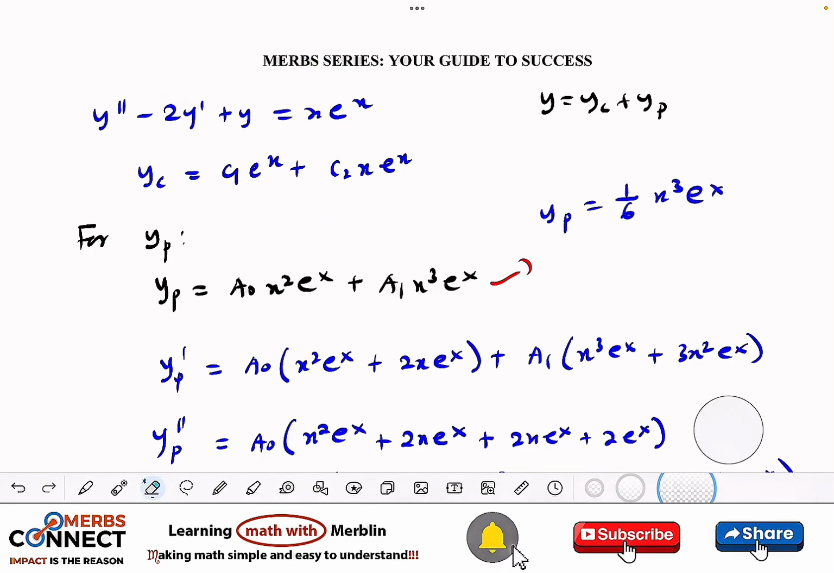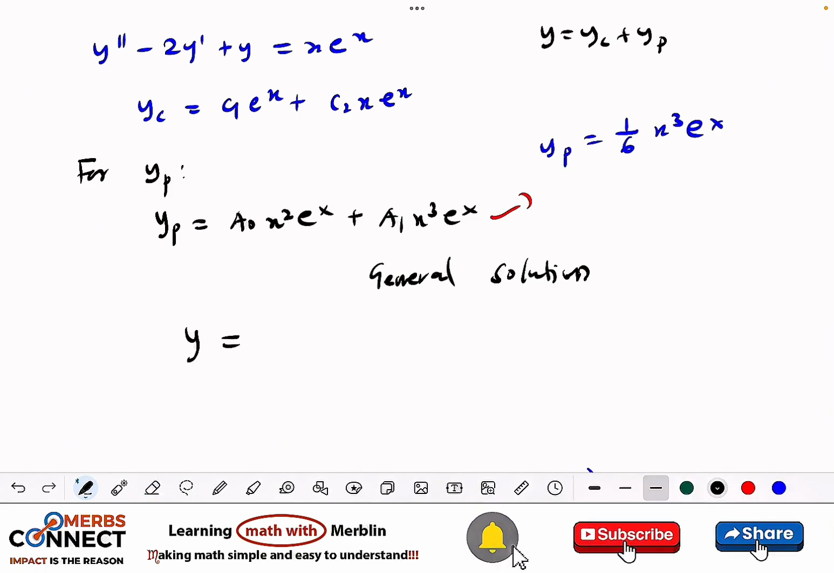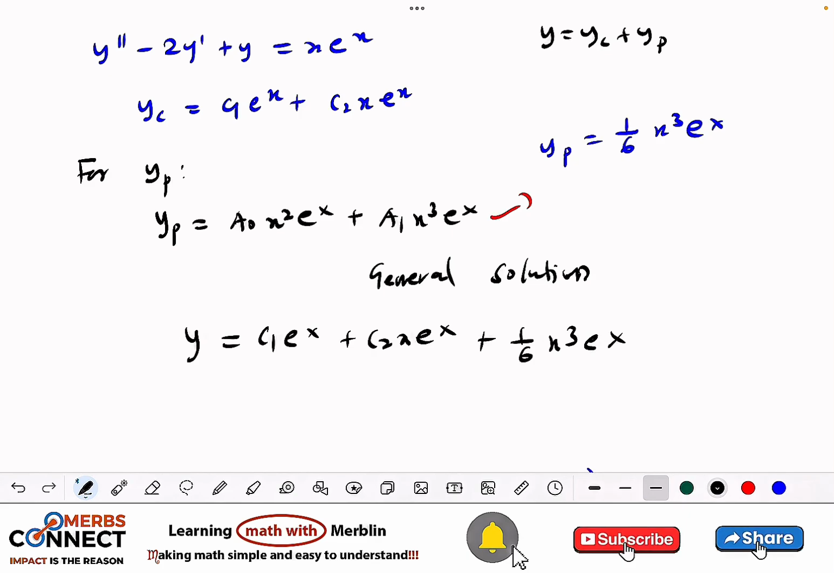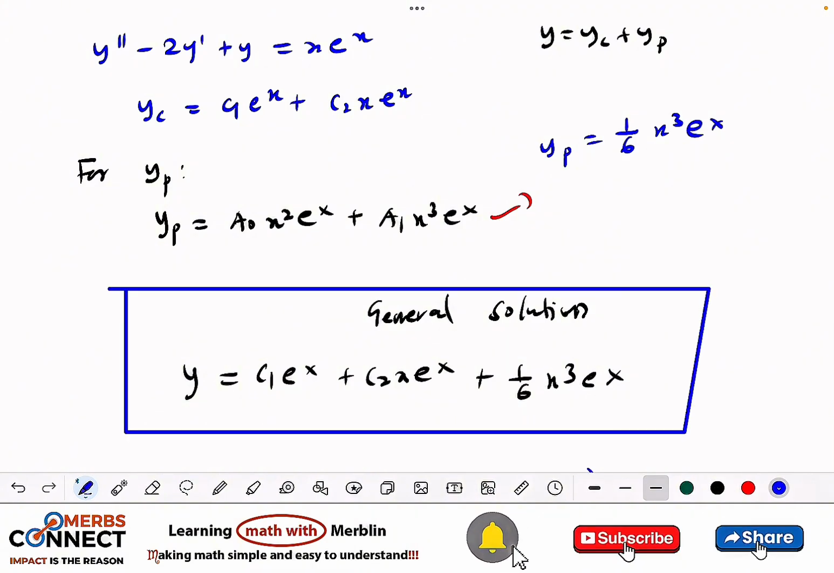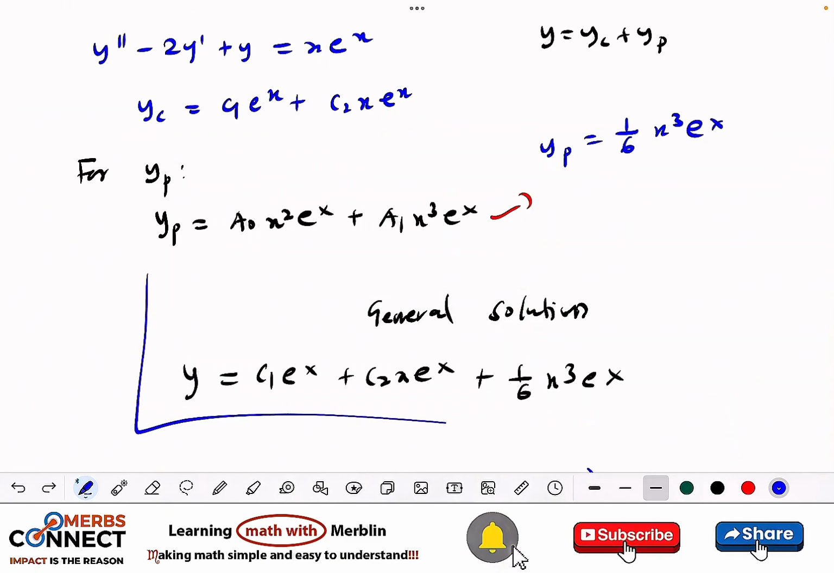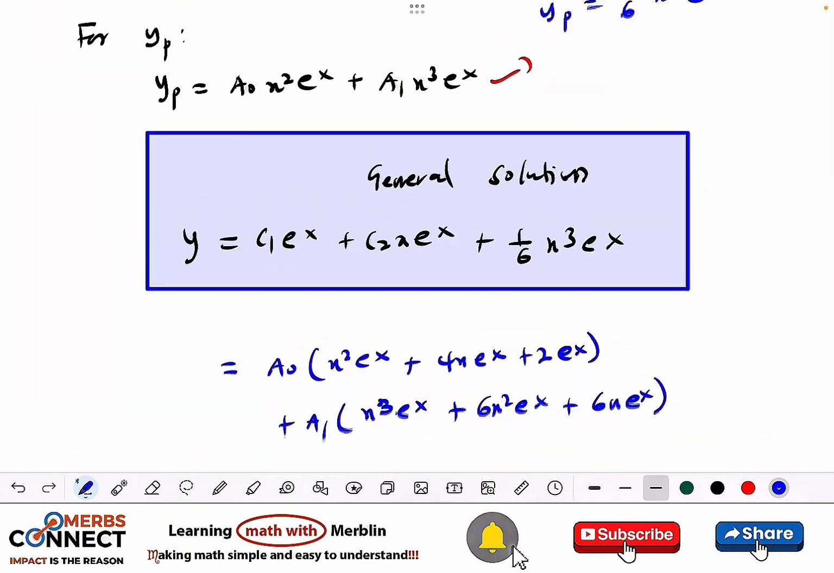So now let's add the complementary solution to get our general solution. So the general solution is going to be y equals c1 plus c2 x, ex, then plus 1 over 6 x cubed ex. So this is going to be our general solution, which is very nice. Good.